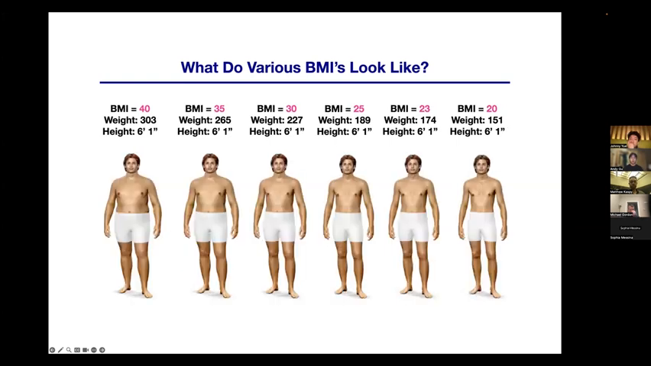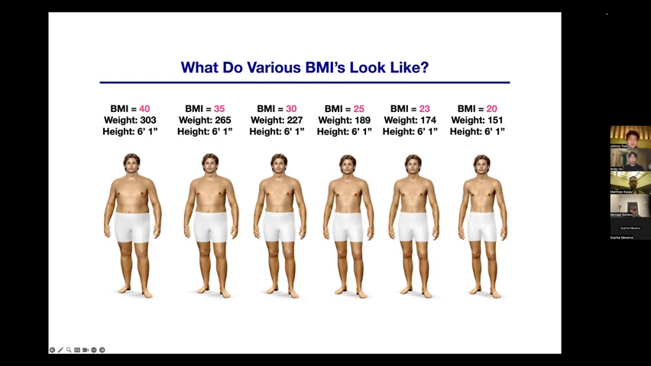And here's what it's like for the guys. If you're a 6'1" man, these are the weights that get you at different BMI thresholds. So if you're 6'1" and you have a weight above 189 pounds, on average, you're considered overweight. Your BMI is above 25. So overweight is 25 or higher. Obese is 30 or higher.